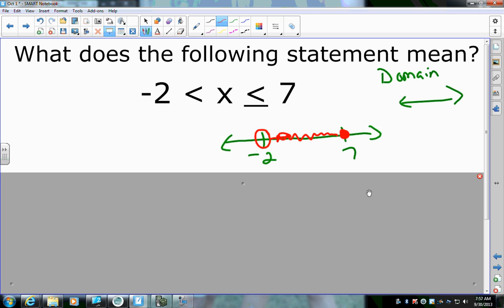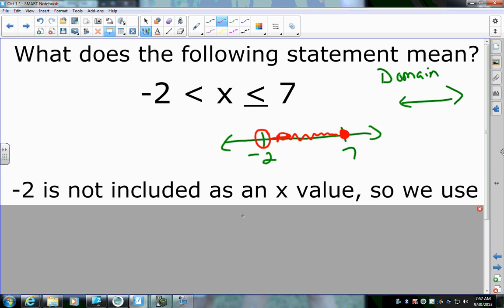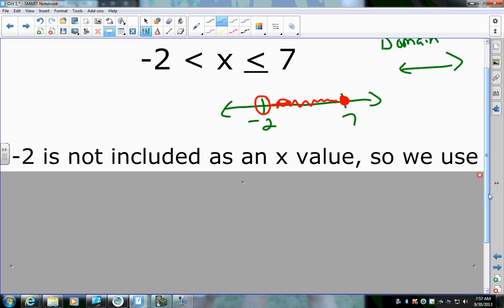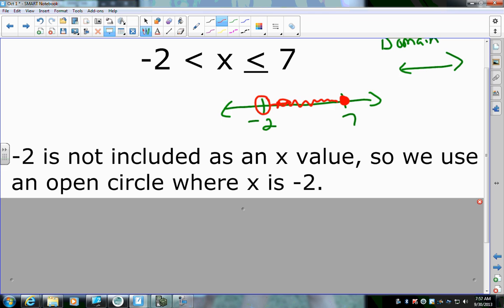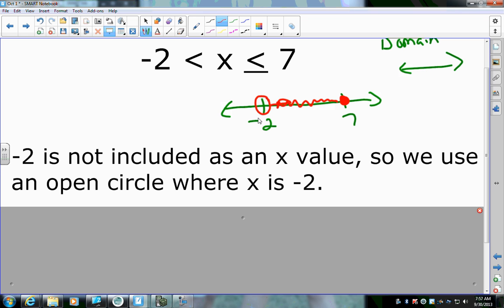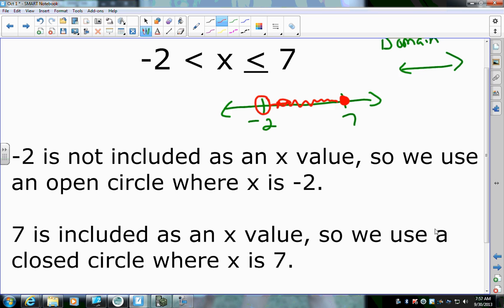Okay, so hold on a second. Be patient as we go through this. It says that -2 is not included as an X value, so we use an open circle when X is -2. That's what I did if I graphed it on a number line. 7 is included as an X value, so we use a closed circle. If that's all the information I was given, that would tell me that -2 is an open circle, 7 is a closed circle, and X is all the numbers in between those two.